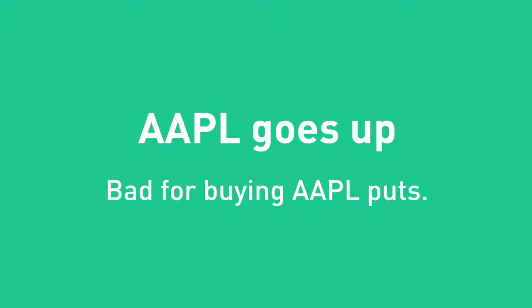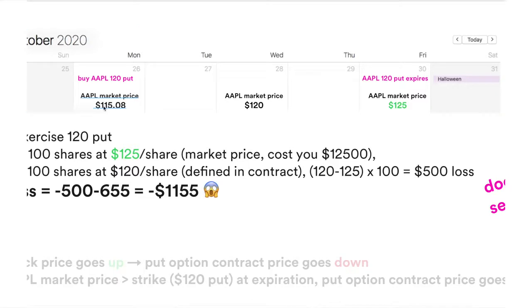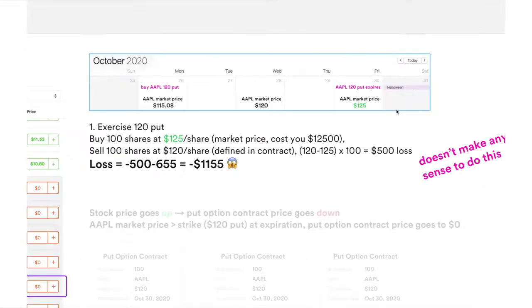Now let's take a look at what will happen to your put option contract if Apple actually goes up in price throughout the week. On Monday, you purchase the same Apple 120 put when the market price is still 115.08. On Wednesday, it goes up to 120. Friday, it goes up even more to 125. Well, what can you do?